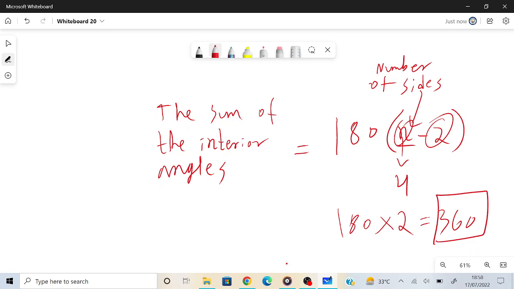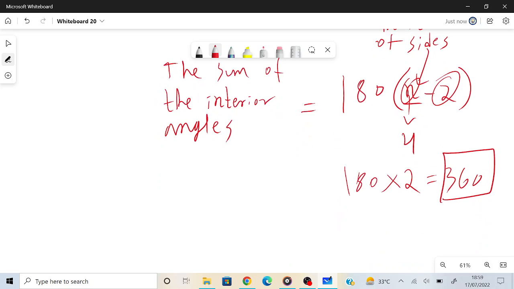The same can be said for triangles. We know a triangle has 3 sides, so we would do 3 minus 2, that's 1, and then 180 times 1 is 180. So that's how we know that the sum of the interior angles of a triangle is equal to 180 degrees. So that is the first norm.